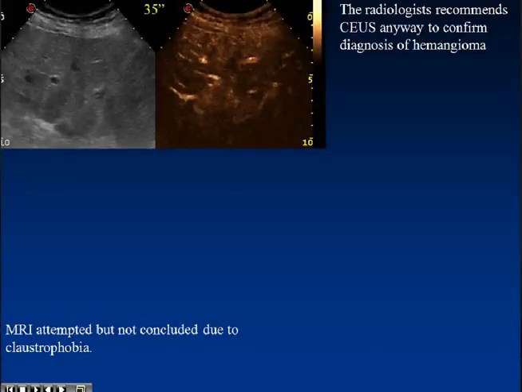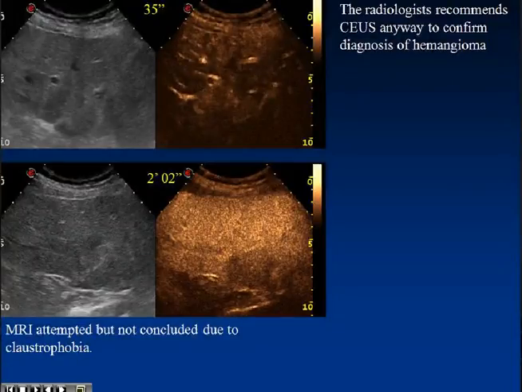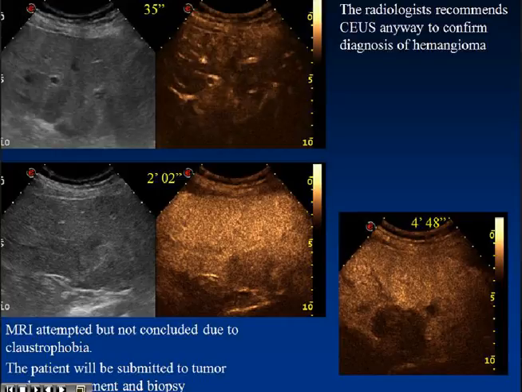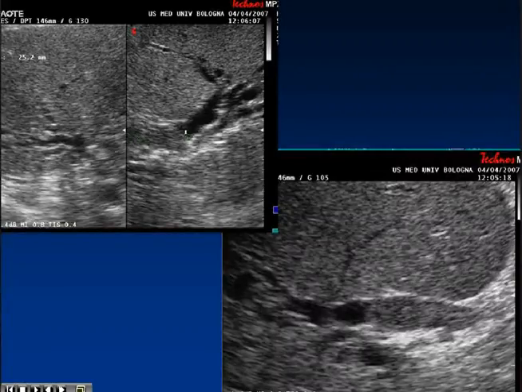And she came then for CEUS: enhancement in the arterial phase, then starts to wash out in the portal phase, and washes out in the late phase. So we could not confirm hemangioma, and this patient will be submitted to biopsy because of this discrepancy. And in my personal opinion, we will see, but there is a high suspicion of cholangiocellular carcinoma. This is peripheral cholangiocellular carcinoma.